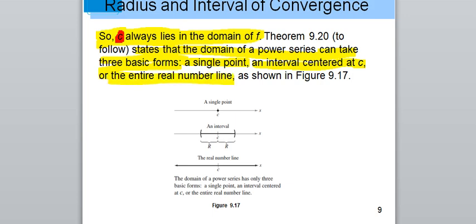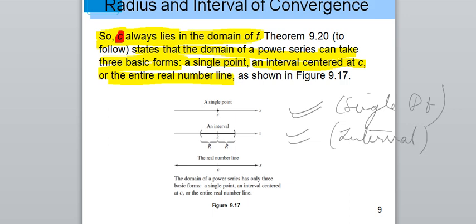Okay, so look at the figure that has been shown over here. So over here you can see that point c is taken. So they are talking about a single point here. Okay, over here we have an interval. Over here we have the whole number line, okay. All right, let's go on to the next one.